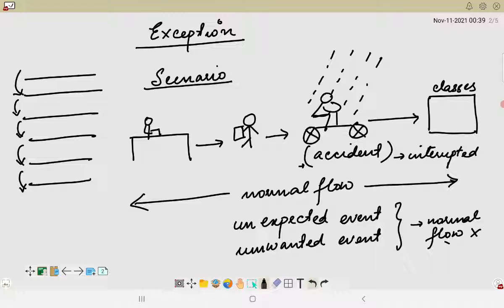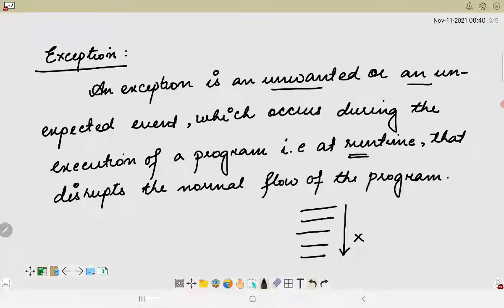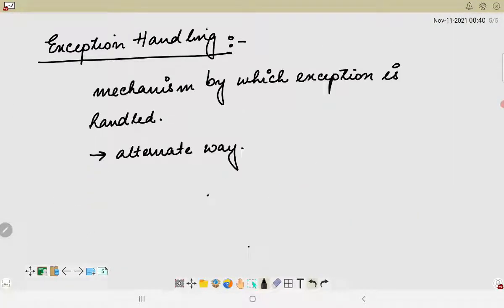We are not trying to rule out the fact that this will not occur, or that we can delete this kind of unwanted event or activity. However, we can find an alternate way to handle that particular exception, or that unwanted event, and the mechanism by which we identify an alternate way to handle that exception is known as exception handling. We will talk more about this as this session progresses, and also in my subsequent sessions.